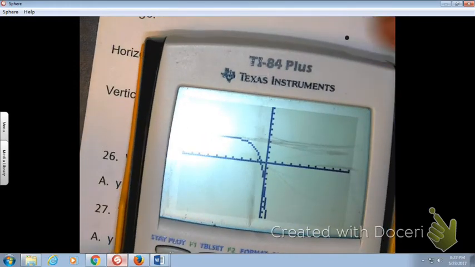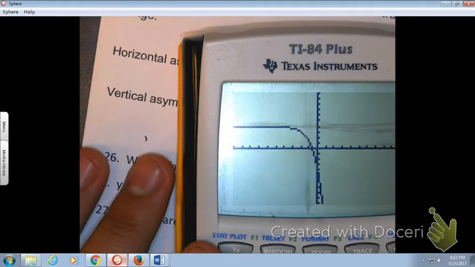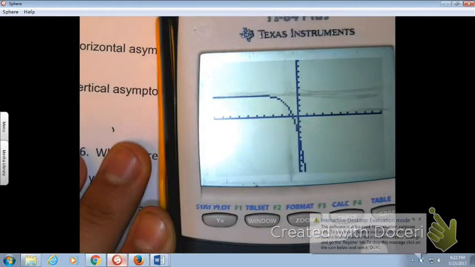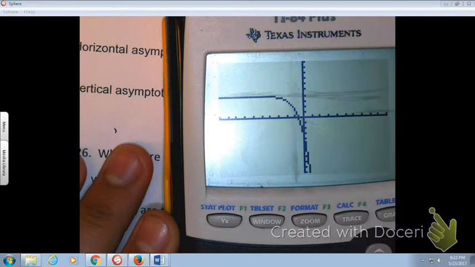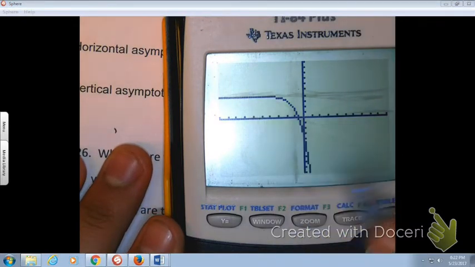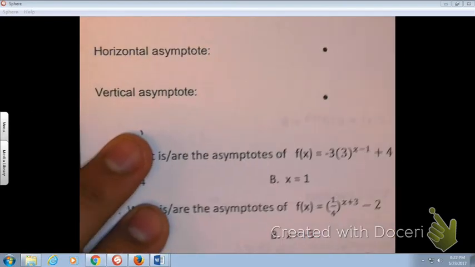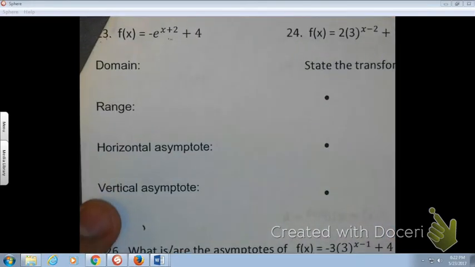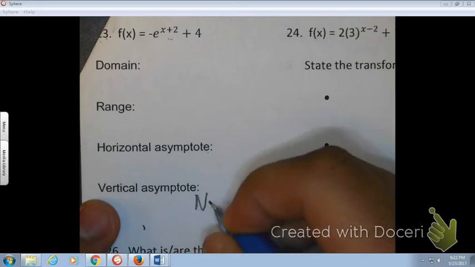Now, don't ever write on your calculators, but since they're mine, I can write on them to just explain the point of an asymptote. The graph is going to get really, really close to the asymptote, but it's never going to touch, okay? And this one is a side-to-side horizontal asymptote. So for 23, I'm only going to have a horizontal asymptote. We don't have a vertical, so I can put NA.